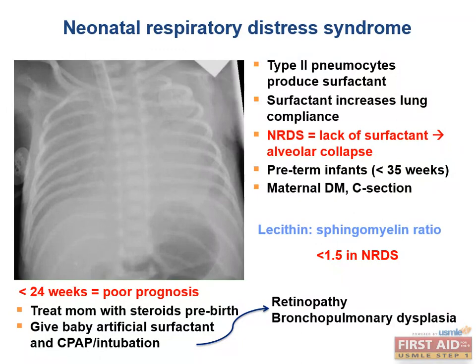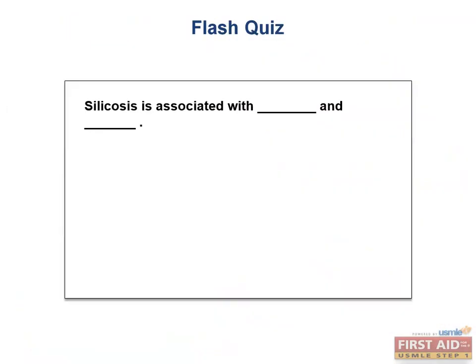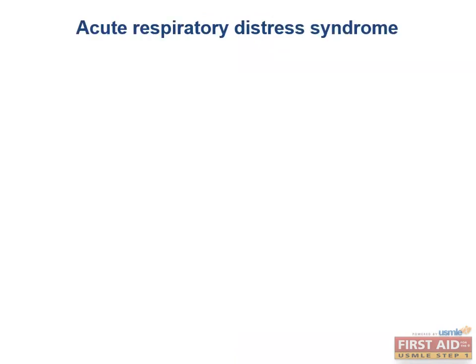If the baby has persistently low oxygen tension in the blood, what cardiac complication are they at risk for? A patent ductus arteriosus. Let's do a flash quiz. Silicosis is associated with blank and blank. The answer is bronchogenic carcinoma and tuberculosis.